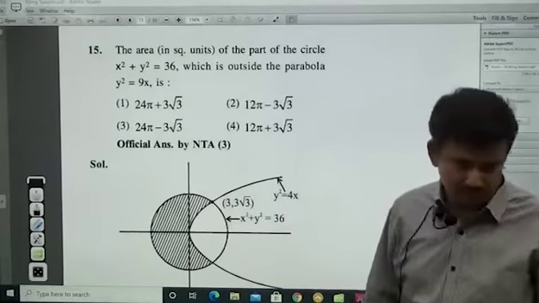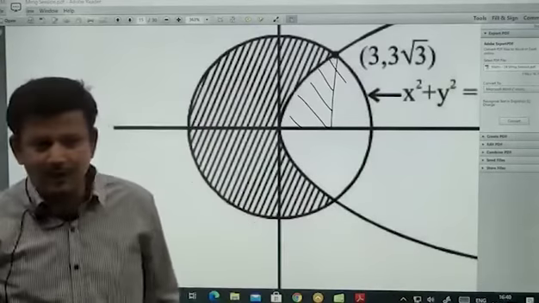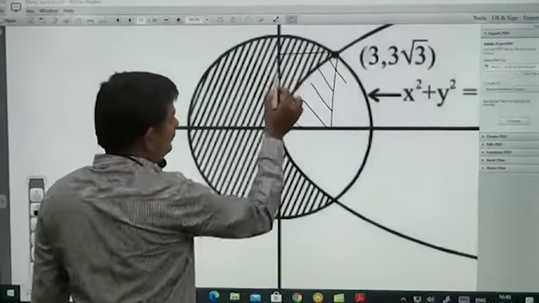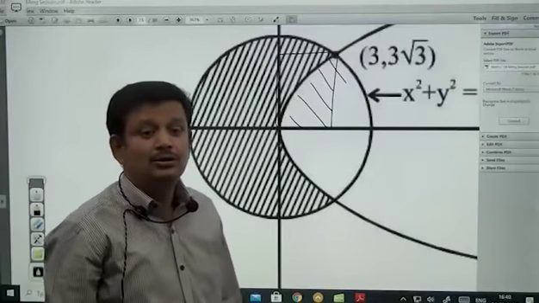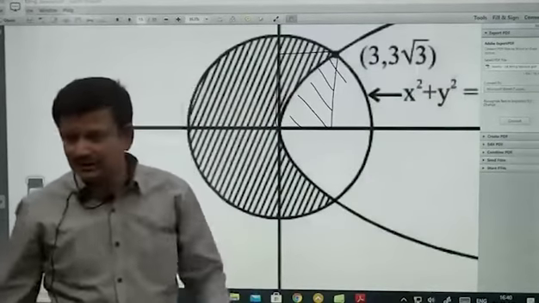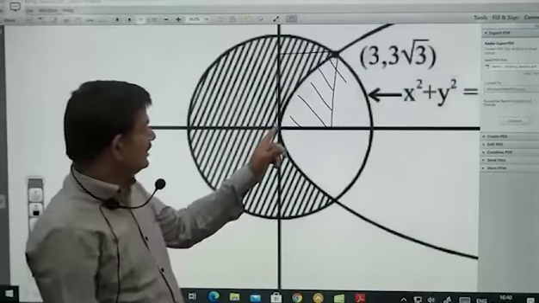This part is area inside a parabola. Area inside a parabola will always be 2/3 of this rectangle. Area outside will be 1/3. So what is this rectangular area? Width 3, height 3 root 3, so 9 root 3. What is 2/3 of 9 root 3? 6 root 3. 6 root 3 is that particular area.